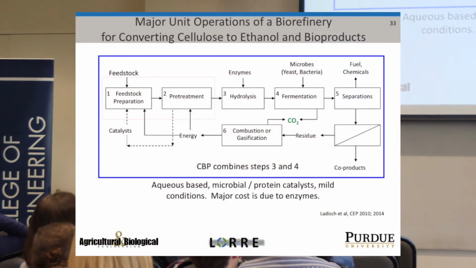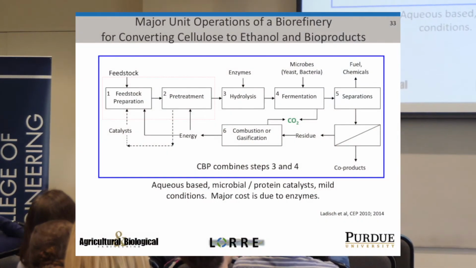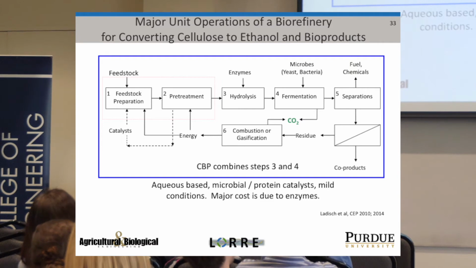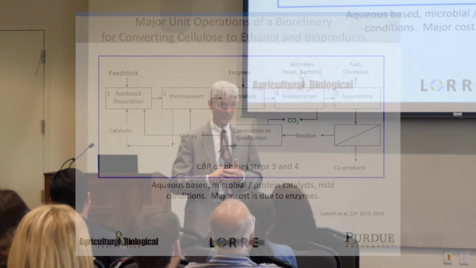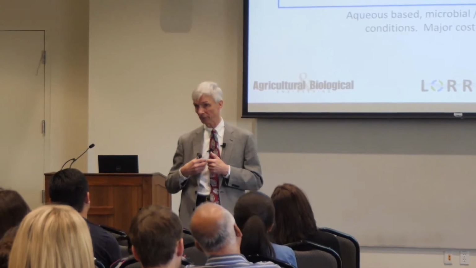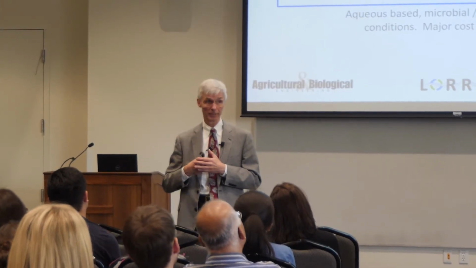So in an overall process context, you have pretreatment, then hydrolysis, fermentation. If the hydrolysis and fermentation is combined, as Lee Lynd had proposed, it's called consolidated bioprocessing. And there are now yeasts that, in fact, produce cellulase enzyme and also ferment the sugars that are formed to ethanol at the same time.